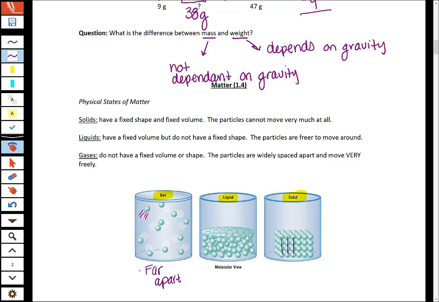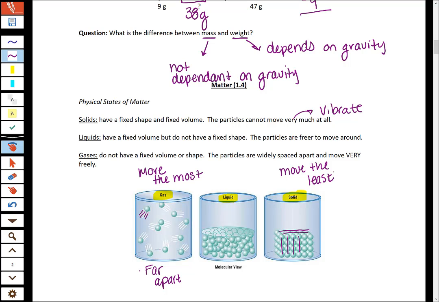They're not set up in this very systematic fashion, which is what you see with solids. So solids, notice how we can make columns or rows that are very ordered, and these are in a fixed location. These particles can't move very much at all, but they still move because they vibrate. So if we had to rank our molecular motion, your gases would move the most, and your solids move the least.